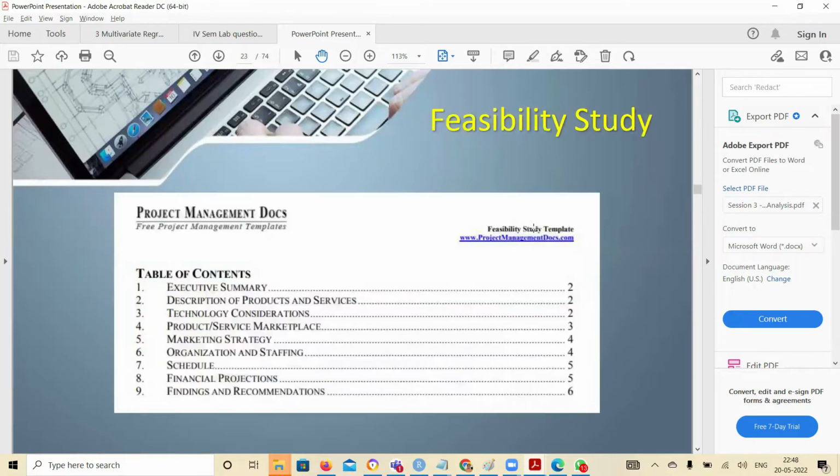Okay, so this is an example of feasibility analysis. The executive summary is a summary of what you have done. Whatever you do, you have to summarize it. Apart from that, we have the description of products and services: what you want to do, what the product is, or what the end objective or end deliverable is that you are planning. So you have to describe it.